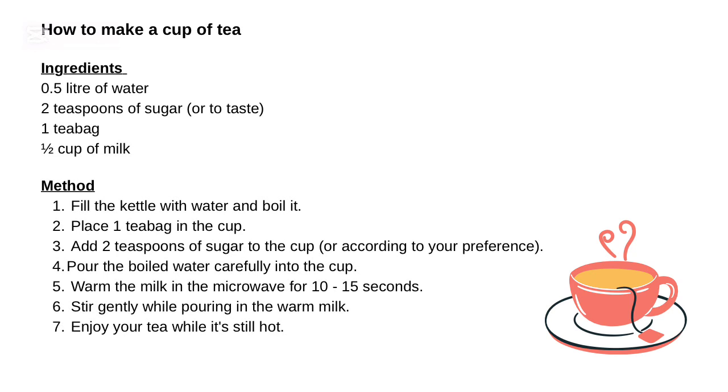Now, you can look at number 1, fill. Number 2, place. Number 3, add. Number 4, pour. Number 5, warm. Number 6, stir. Number 7, enjoy. These words are all imperative verbs. They give the action to the reader, what to do.